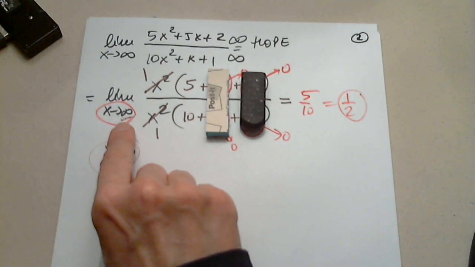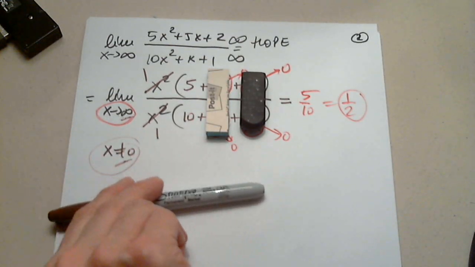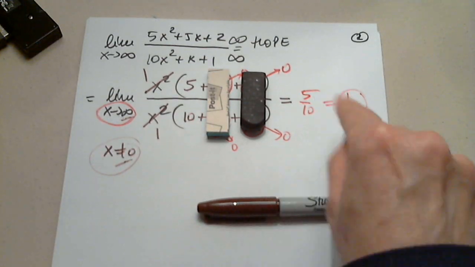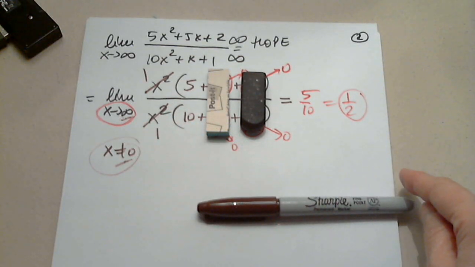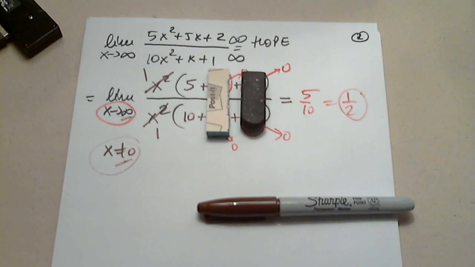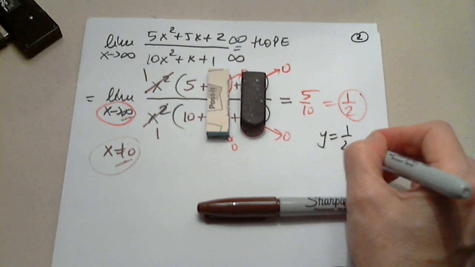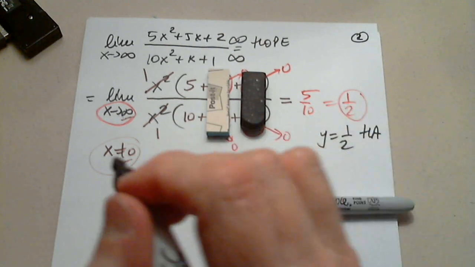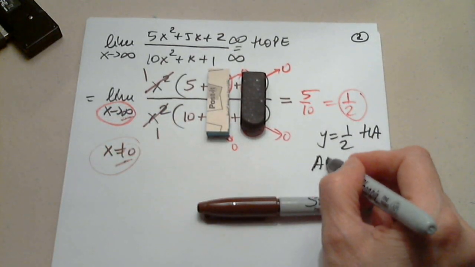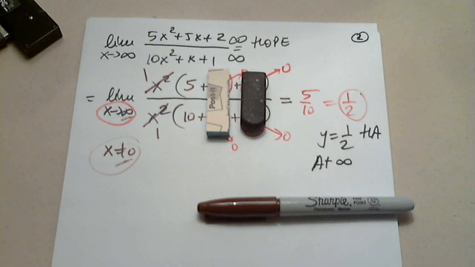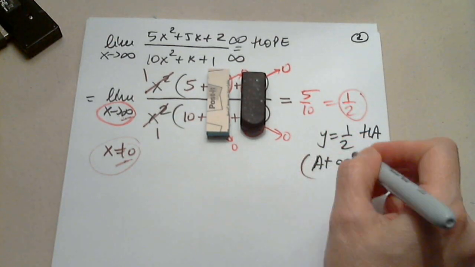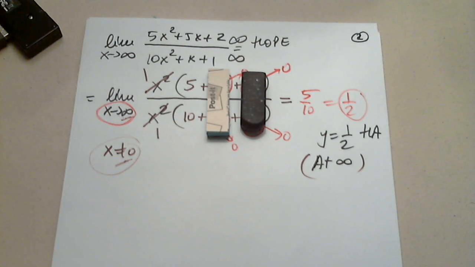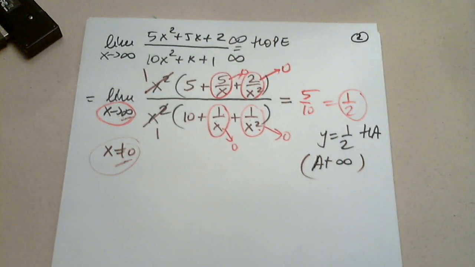And remember what this means. As x approaches infinity, the function values get closer and closer to 1/2, which means that is a horizontal asymptote at infinity. It will be at negative infinity as well. But in some situations, we have to check. In this case, it will be both, because it's a rational function.